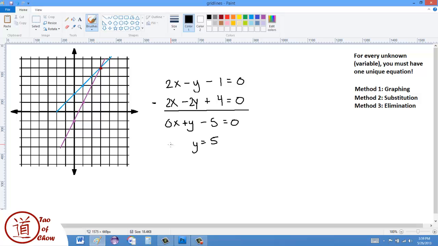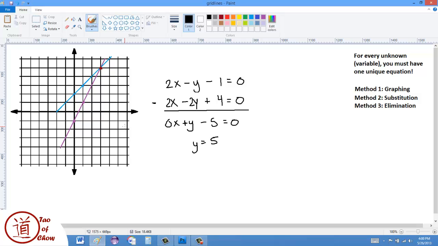And then once I'm here, I could substitute again, substituting the 5 into one of the equations and find that x is equal to 3. And so that's really it for graphing, elimination, and substitution for solving systems of equations.